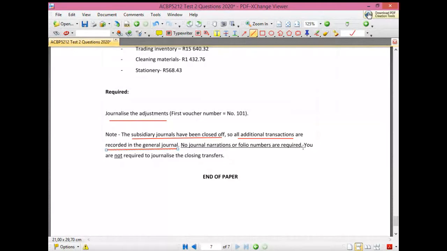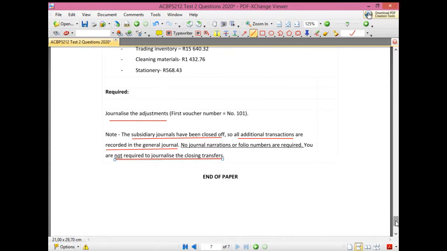I have included it for information purposes, and you do not have to disclose whether it is a financial statement position number or a nominal account, so the B or the N numbers in your folio numbers. You do not have to specifically show that. And they also tell you you are not required to journalize closing transfers. So that means any nominal accounts, I do not have to close them off to either your trading accounts or your profit and loss account. It's not required. They only want you to document the adjustments. Okay, so in this question, they specifically told you what is excluded.